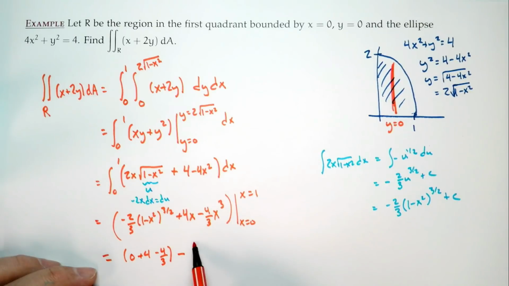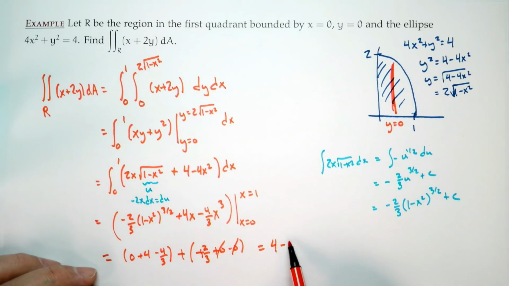And we're going to subtract, plug in 0. Well, 1 minus 0 would be 1 to the 3/2, so it's actually minus 2/3 there. And then those two terms are gone. Plus 0, minus 0. Now, zeros go away. Minus, minus, plus. So we have a minus 4/3 plus 2/3. So that becomes 4 minus 2/3. Well, that's 12/3 minus 2/3 gives a final answer of 10/3.